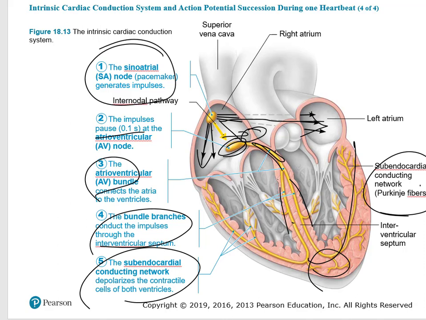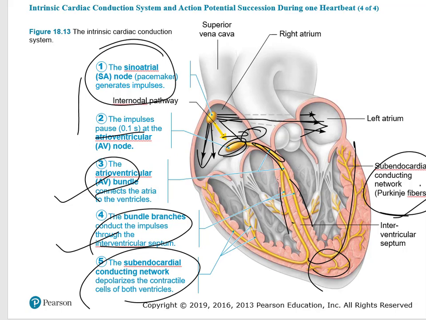Purkinje fiber. There is a delay between the SA node and AV node, the 0.1 seconds. Each of these areas, the AV bundle, the bundle branches, and the Purkinje fiber, are capable of producing their own beats, but the beats that they produce are much slower compared to the SA node. By the time they get ready to generate their own beat, there's another beat coming from the SA node, so they never actually get a chance to generate their own beats in a normal functioning heart.